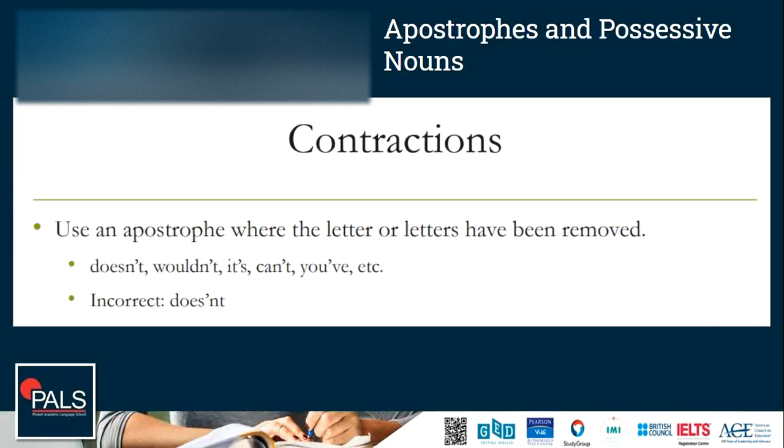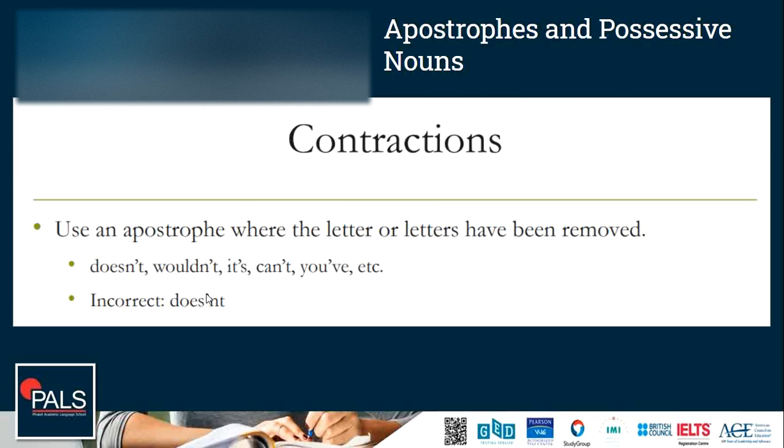Okay, so we use an apostrophe where the letter or letters have been removed. For example, here. Alright, doesn't. So the missing letters here are from does not. So we put the apostrophe where the letters have been removed, where the O usually is located. So we place the apostrophe there. Wouldn't. So we put the apostrophe there.